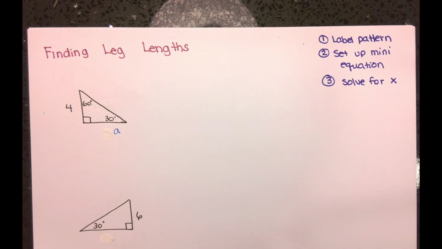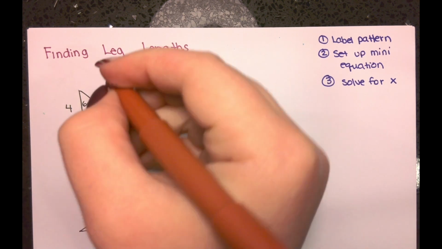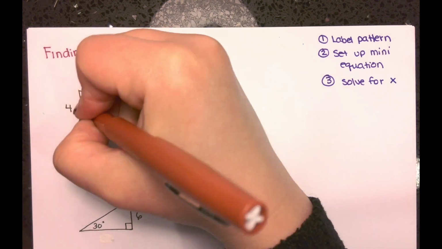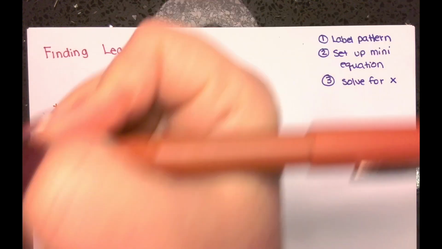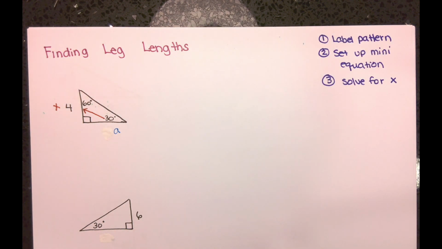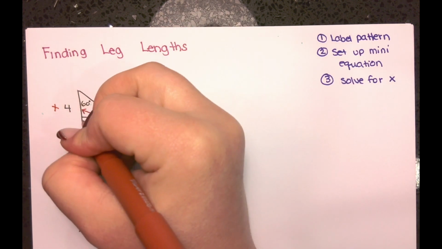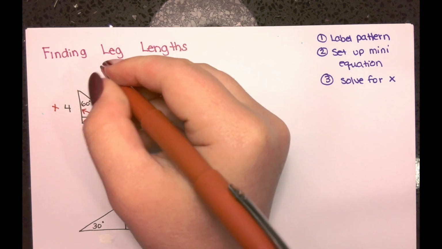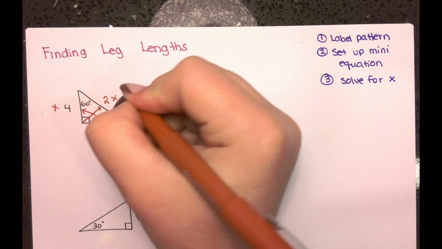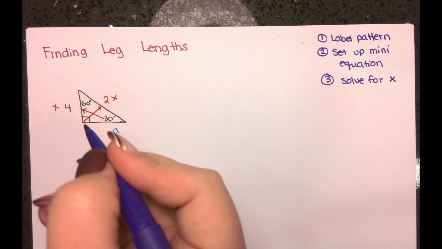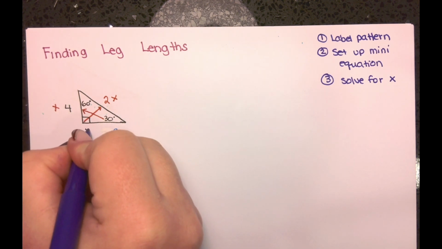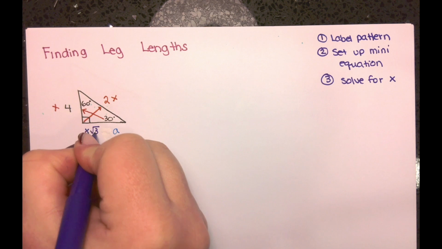So for our pattern, here's how you label it. First, look at the smallest side. Go across the street from your smallest side. That's going to be your x. Next, go across the street from your hypotenuse. That's going to be your 2x. And then your leftover middle, that's the one that's going to be x root 3.